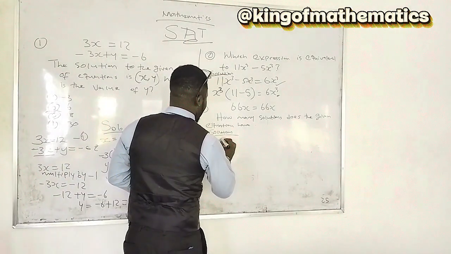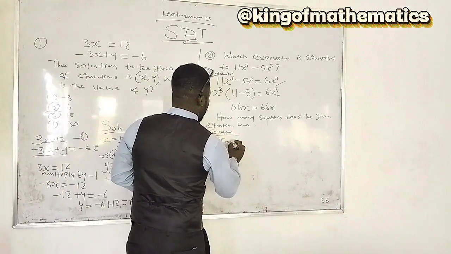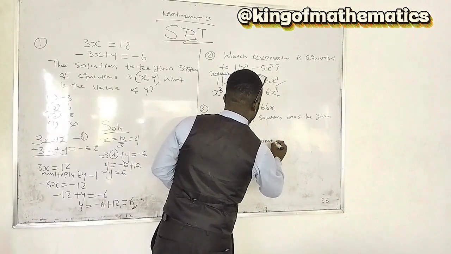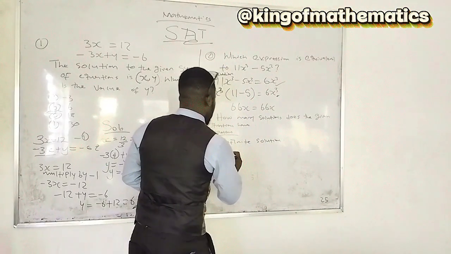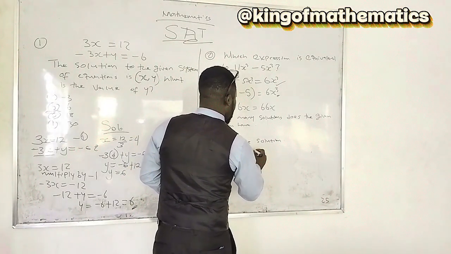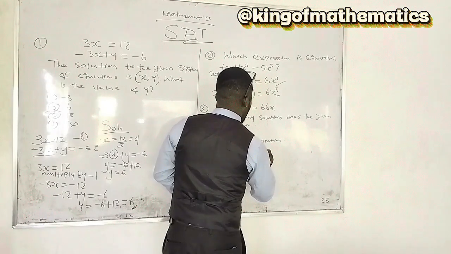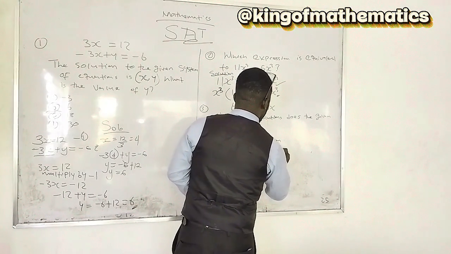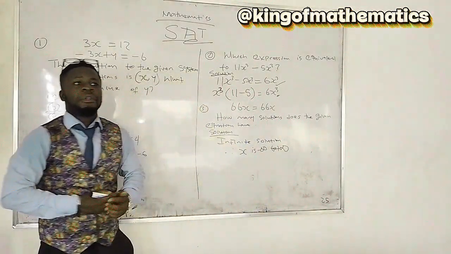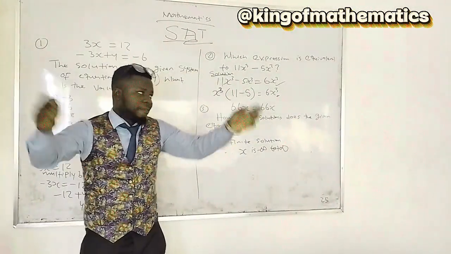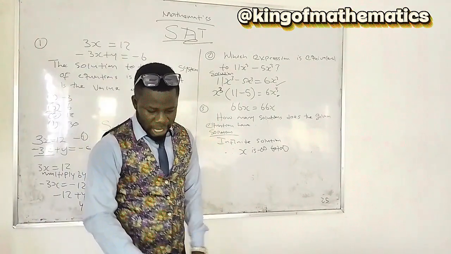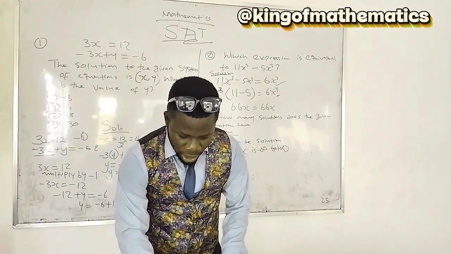So we have infinite solutions. Therefore, S is from minus infinity to plus infinity. That is, you can have any number, minus 4, minus 5, and substituting it will still give the same value. That's for question 3. So let's go to question 4.